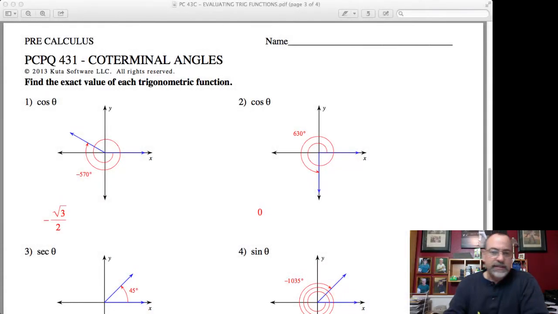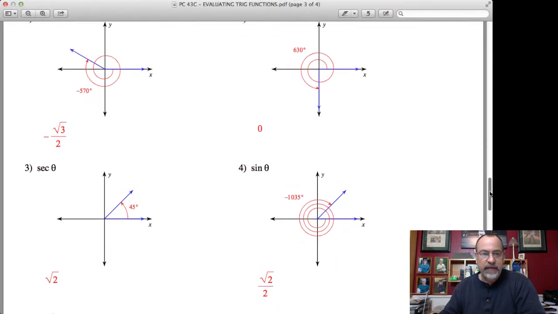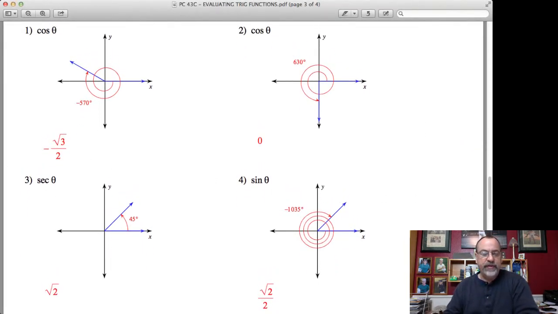Pre-Calculus Chapter 4, Lesson 3, and I want to do some examples where we evaluate these trig functions given these different types of angles. So I'll do a number of problems, and as always, you watch as many as you feel you need to watch that would be helpful to you, and then we'll go from there.